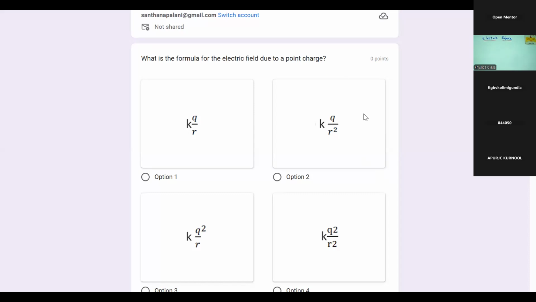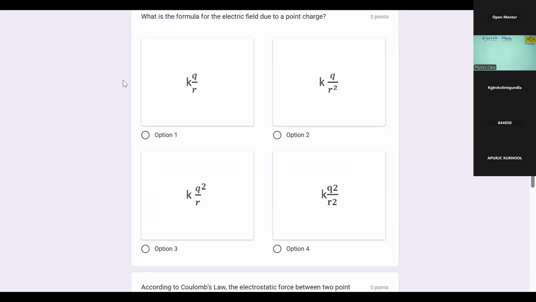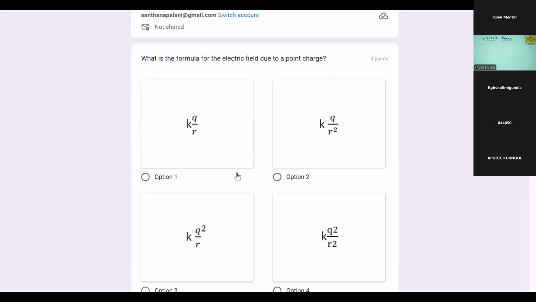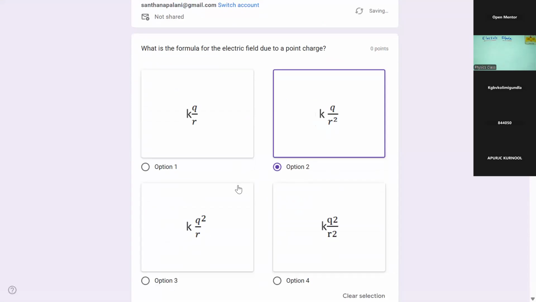Super. Good. So, what is the formula for electric field due to a point charge? We can choose option 2.